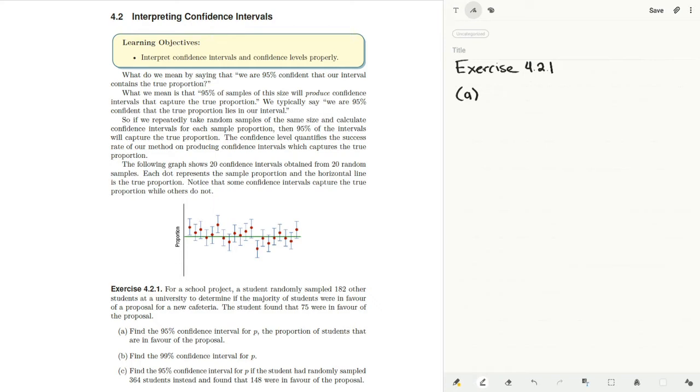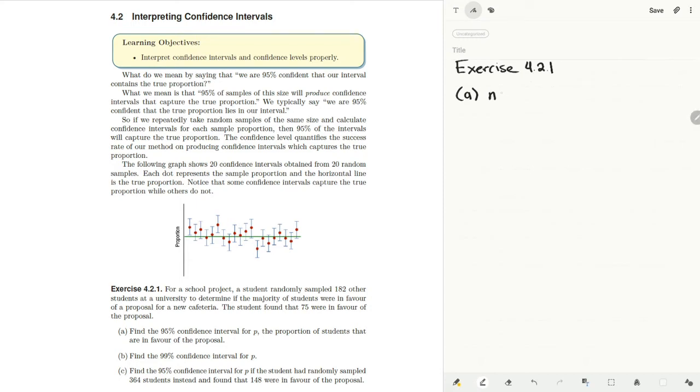Suppose that for a school project, a student randomly sampled 182 other students at a university to determine if the majority of students were in favor of a proposal for a new cafeteria. The student found that 75 were in favor of the proposal. So let's find a 95% confidence interval for p, which is the proportion of students that are in favor of the proposal.